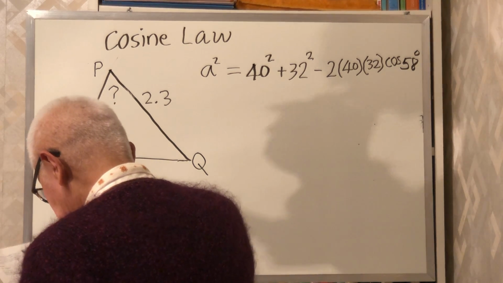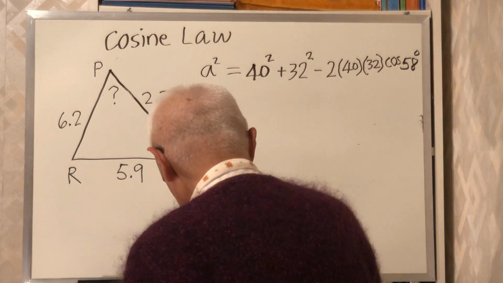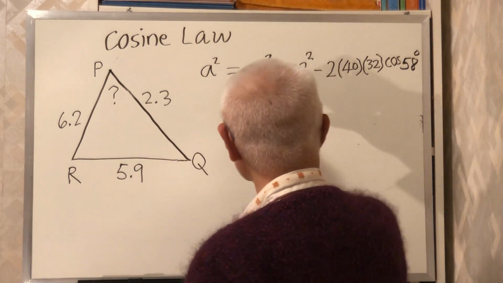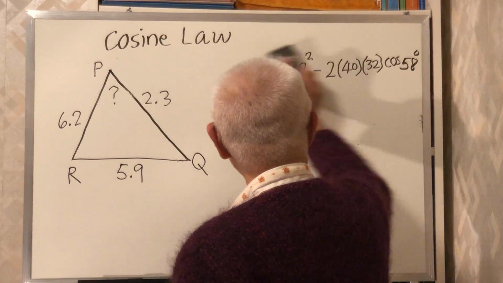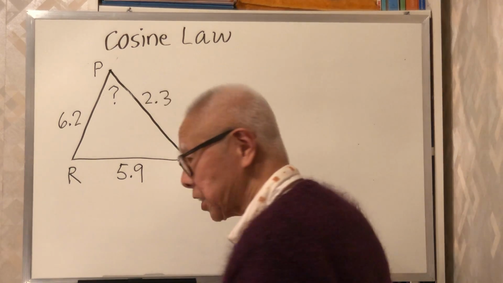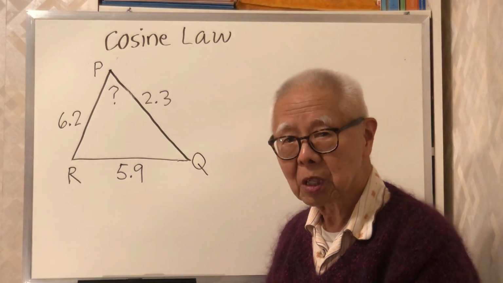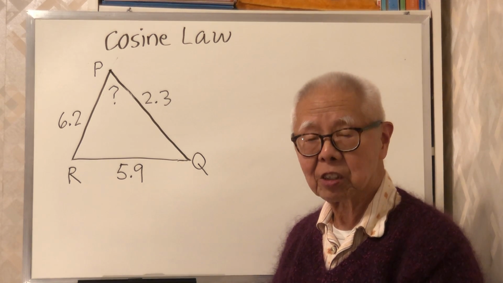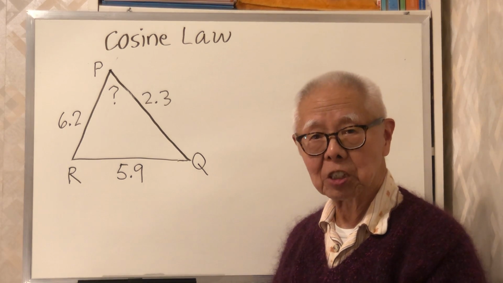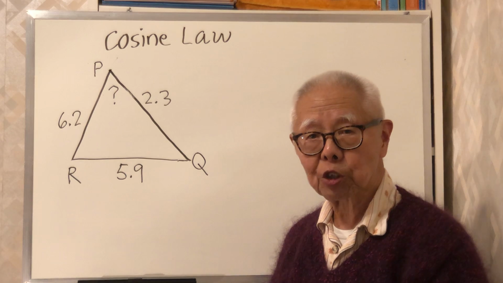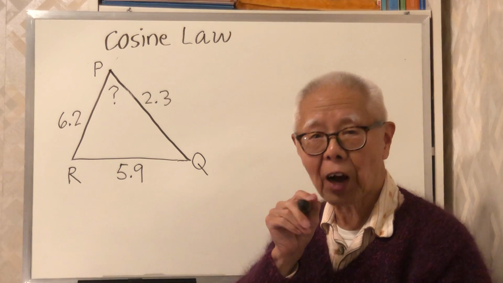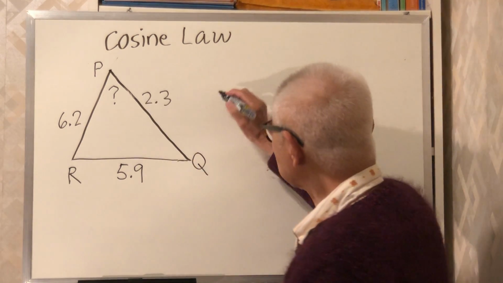Okay, so this is what I have. So now the cosine law, you need to put the numbers into the cosine law, right? Remember what I said about the first example? You start with the side opposite to the angle. In example 1, you have the angle given. But in this example, the angle is not given. So I start with the side opposite to the angle which I want to find. 5.9.